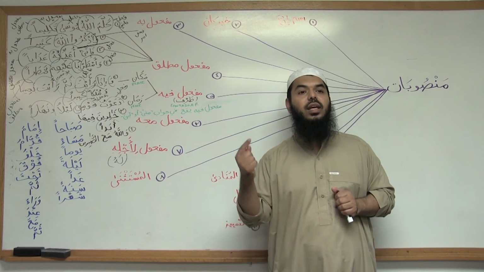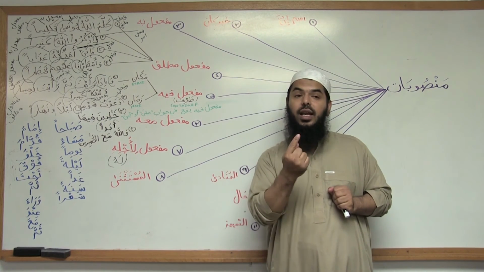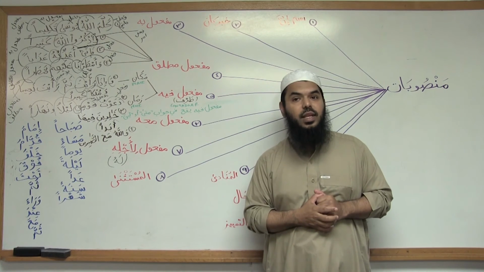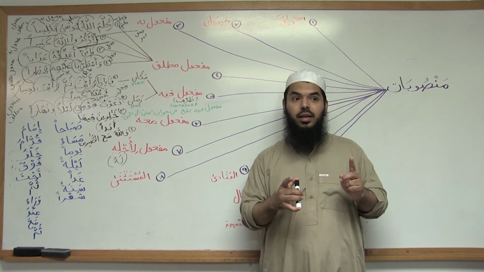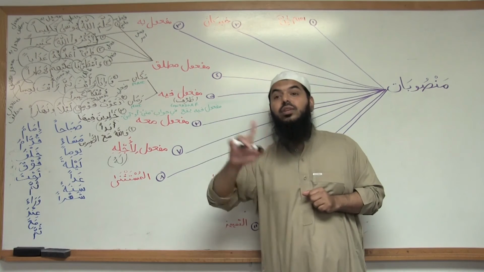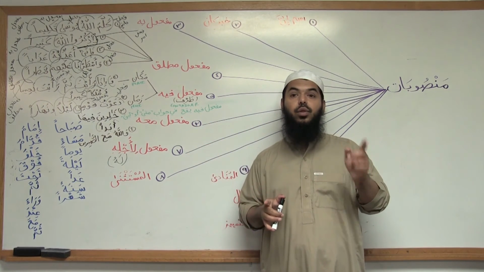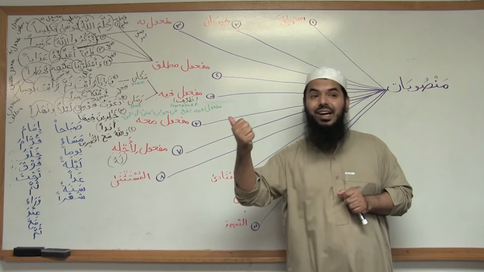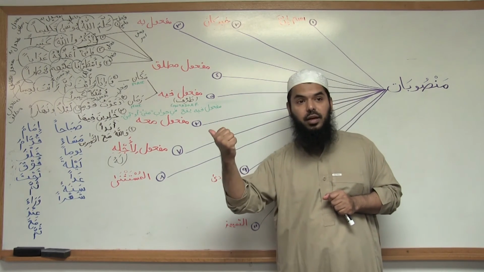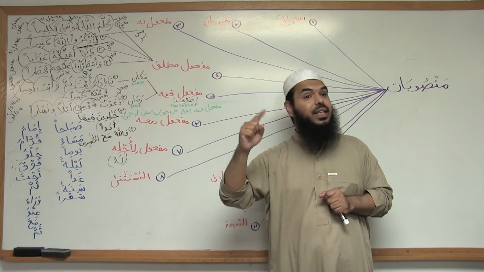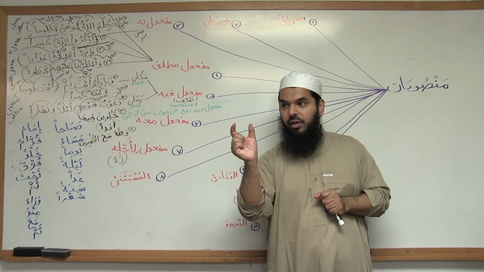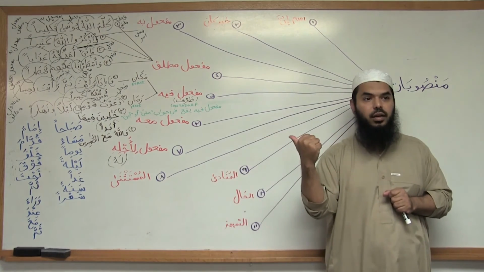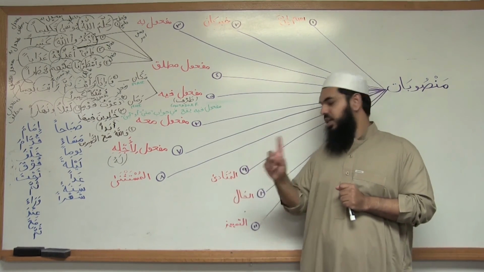But if you say Ya Dhal Jalali or Dhal Jalali wal Ikram. Dhal Jalali. Why? Because you said Ya. If you didn't say Ya, it would be Dhul Jalali wal Ikram. Do you say Ya Abdur Rahman or Ya Abdar Rahman? Abdar Rahman. Because mudaf. Ya Abdar Rahman. Regularly Abdur Rahman. But if you add the munada, it changes it.